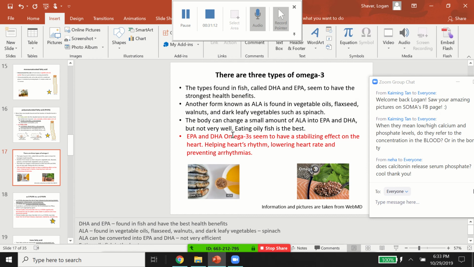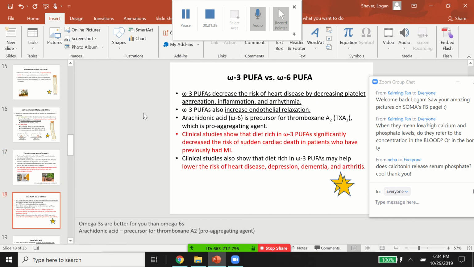Now, I put this in red because I thought it was important to know. I don't know if it necessarily will show up on the test or exam, but it is important to know. EPA and DHA are going to help your heart out a lot. It's going to help heart rhythm, lowering your heart rate, and preventing arrhythmias. So basically, missteps in the beating, or pattern. Then you have omega polyunsaturated fatty acids, which is what PUFA stands for.